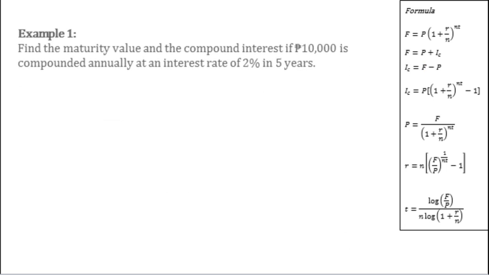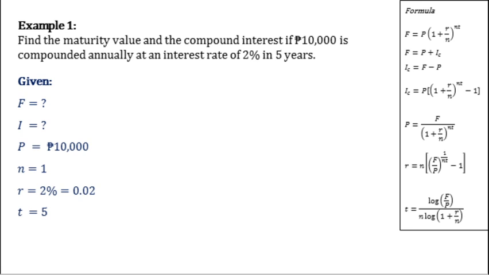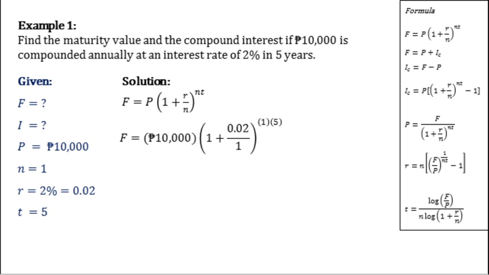So, example, find the maturity value and the compound interest if 10,000 is compounded annually at an interest rate of 2% in 5 years. So, dyan ang hinahanap si future value. Based dun sa given natin, anong gagamitin nating formula for future value? So, yan ay P times (1 plus R over N) raised to NT. Then, substitute yung mga value.